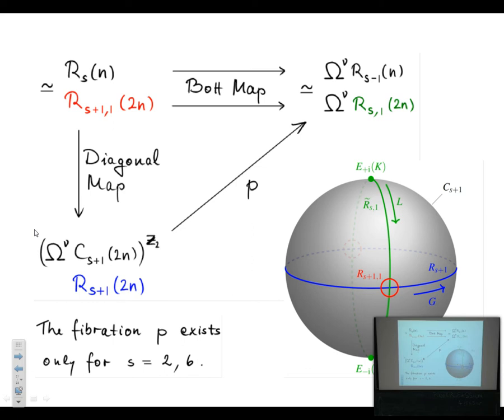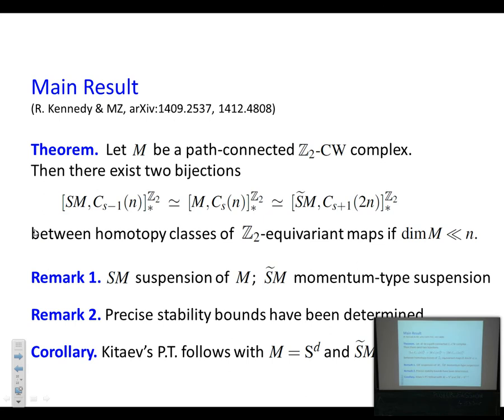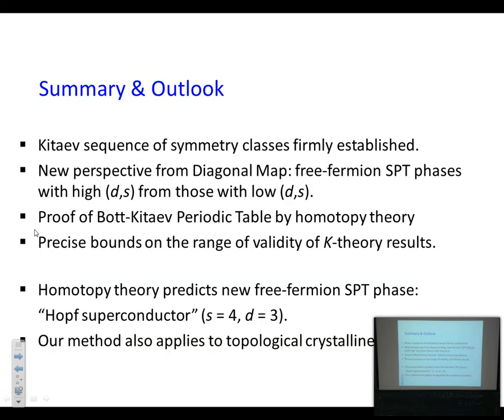So this is basically how it works in 2 cases, and for the other cases, we have to work some more. In particular, we have to use an easier bijection on the left-hand side, which comes directly from Bott's result, to establish the right-hand side for all values of s. All right, time is up.